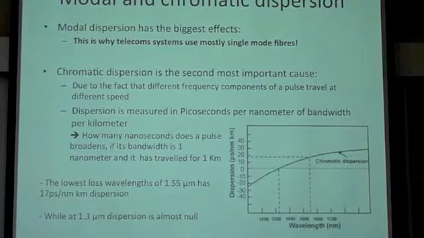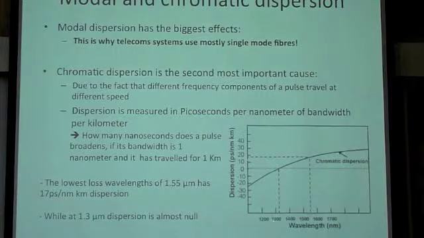I said that modal dispersion has a big effect. Now chromatic dispersion is the second most important cause, and I've explained all that already. And this is the curve of dispersion for single mode fiber. So as you see, I was saying before, 1500. This is the minimum absorption. So this is the minimum where the fiber has the minimum loss, and I have dispersion coefficient of about 17 picosecond.